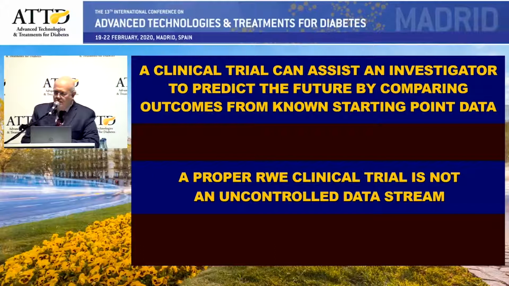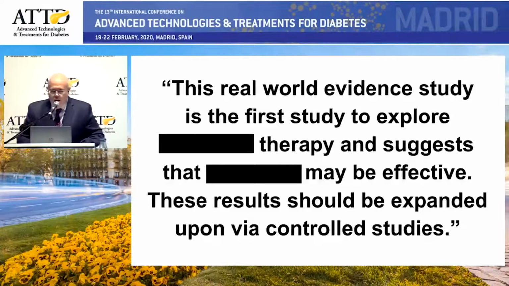We get a lot of articles, and I read a lot of articles of real-world evidence. Sometimes they submit to Journal of Diabetes Science and Technology. And I'm going to show you an example of a conclusion. The author, I think, is in this room, but I've scrubbed it, so nobody's going to know who it is. But this is a real-world evidence conclusion. This real-world evidence study is the first study to explore X therapy and suggest that X may be effective. These results should be expanded upon via controlled studies.